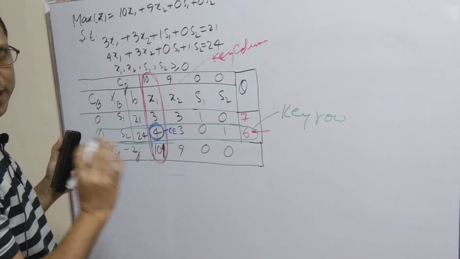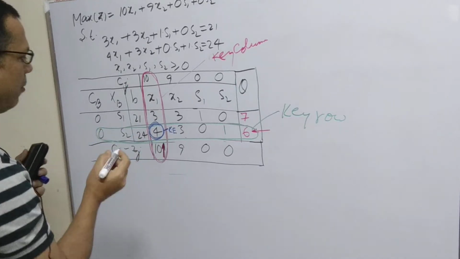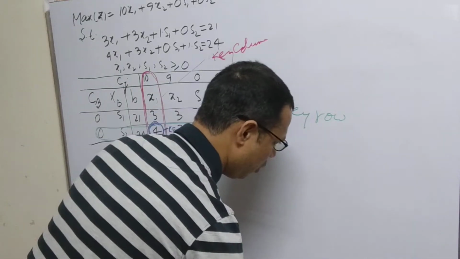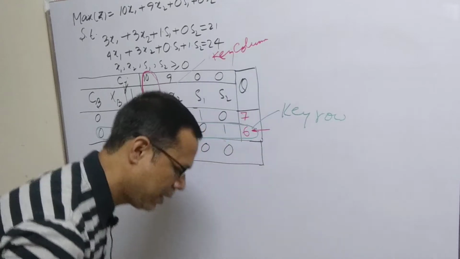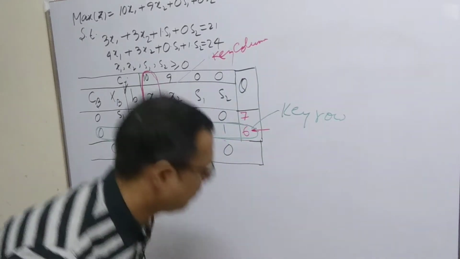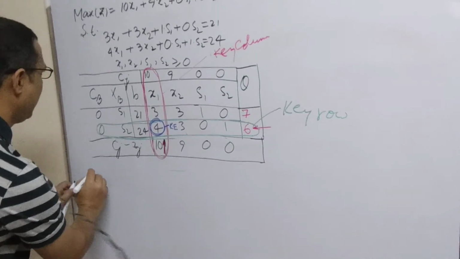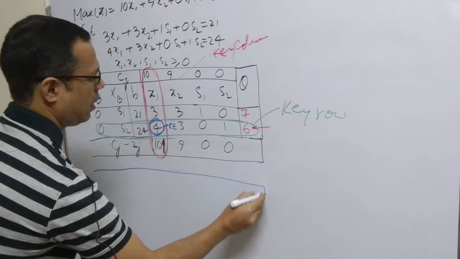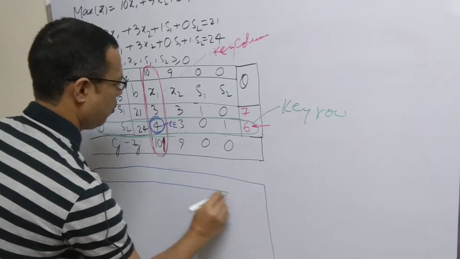Now the initial table is finished. Now we need to move into the next table, that is table 1. What is table 1? Table 1 is very simple. You just need to copy the same table, whatever I have given here. Simply copy whatever is given.